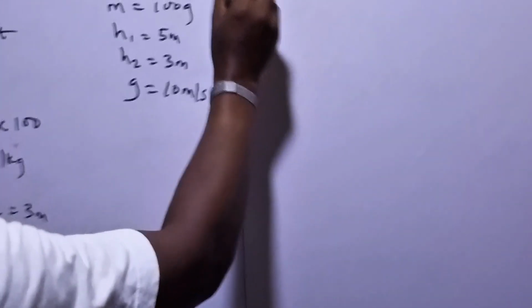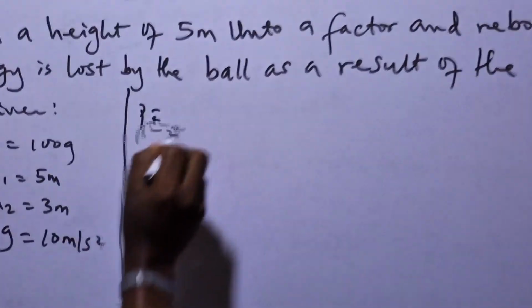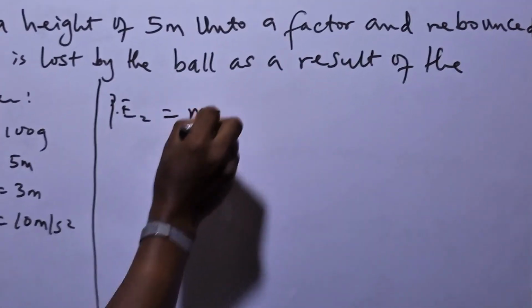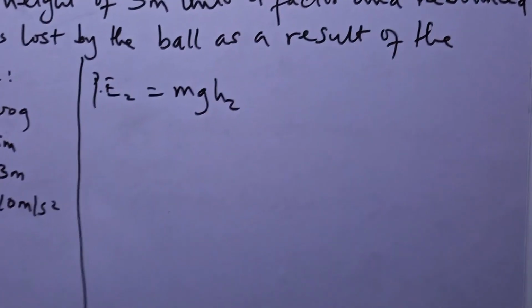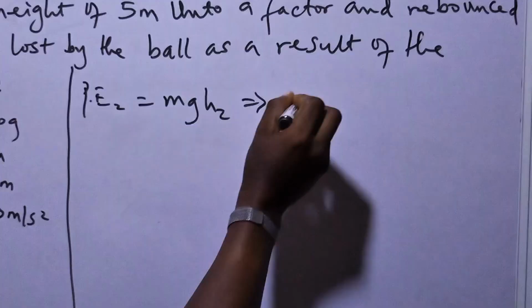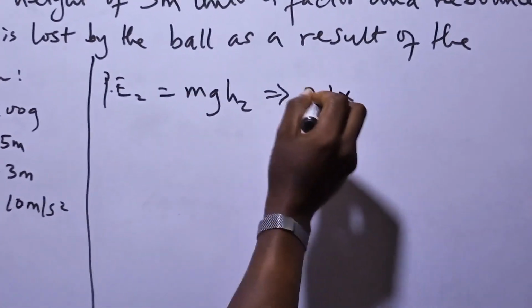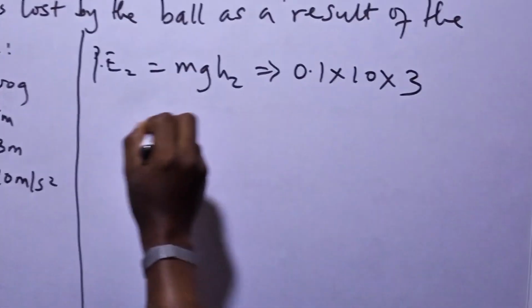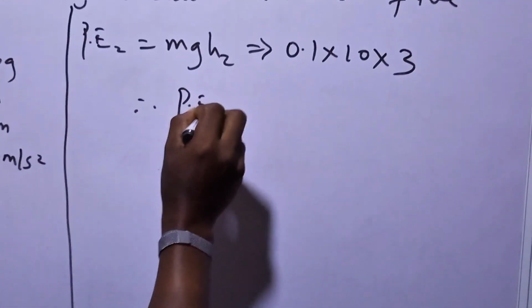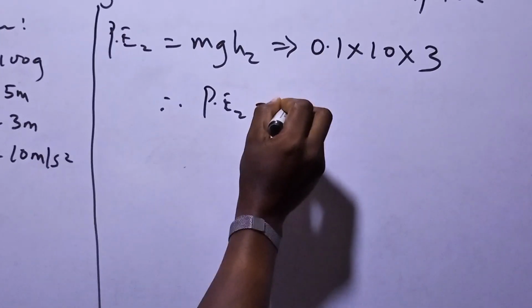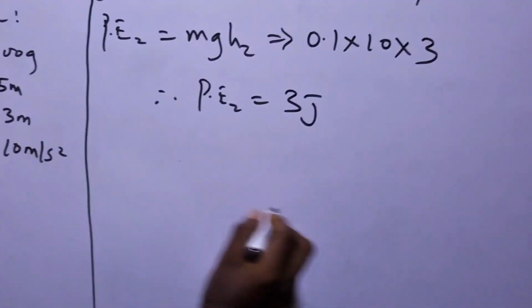Now, we also have PE2 because of the second height. We have that PE2 equals mgH2, and substituting, we have the mass here to still be 0.1 multiplied by acceleration due to gravity 10, and the height here to be 3. For PE2, we multiply 0.1 by 10 and by 3, and we will have 3 joules.